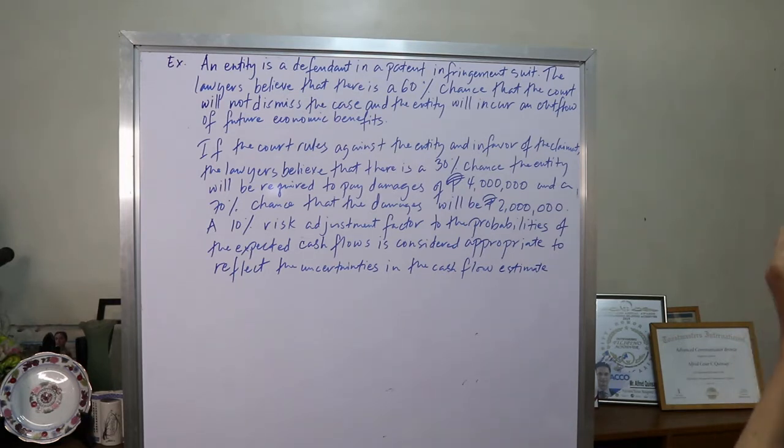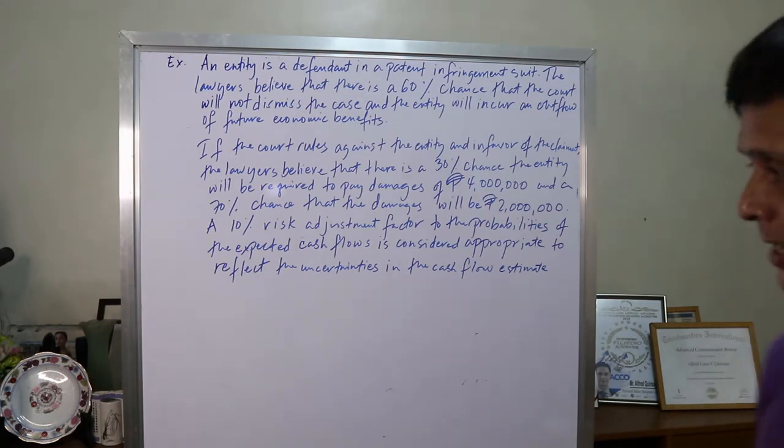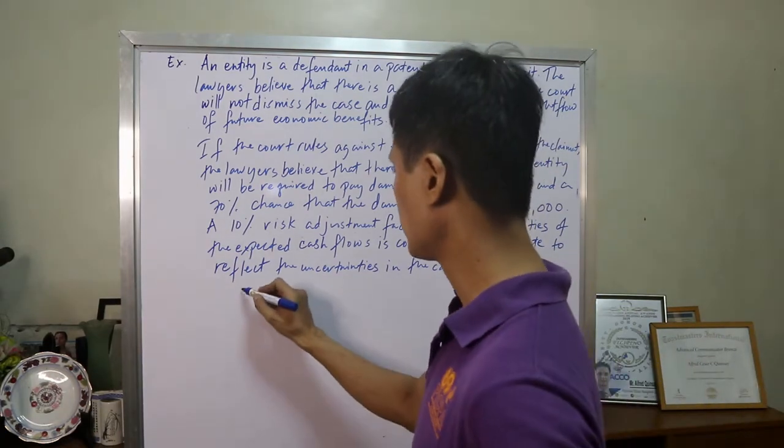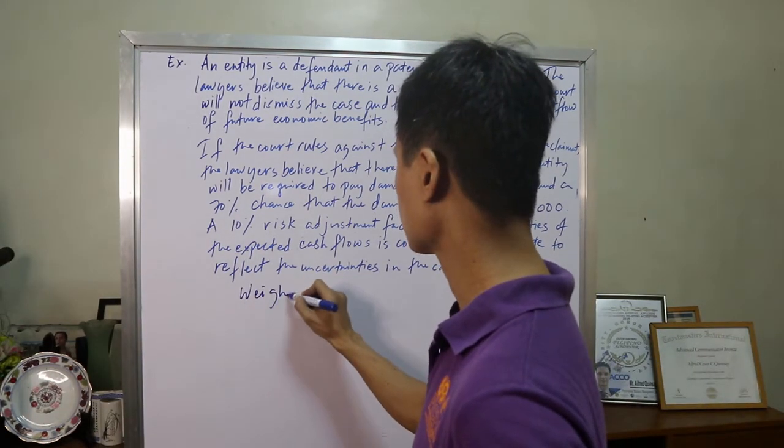So ito yung mga expected outcome, no? And a 70% chance that the damages will be 2 million pesos. A 10% risk adjustment factor to the probabilities of the expected cash flow is considered appropriate to reflect the uncertainties in the cash flow estimate. So para rin nagko-compute tayo ng cash flow, no? Yung expected cash flow. So we'll compute the weighted probabilities.